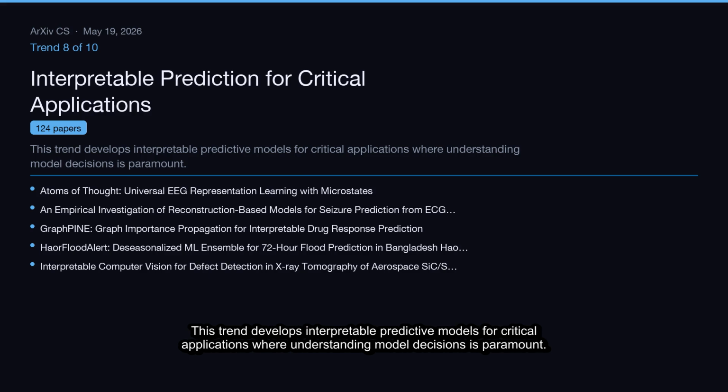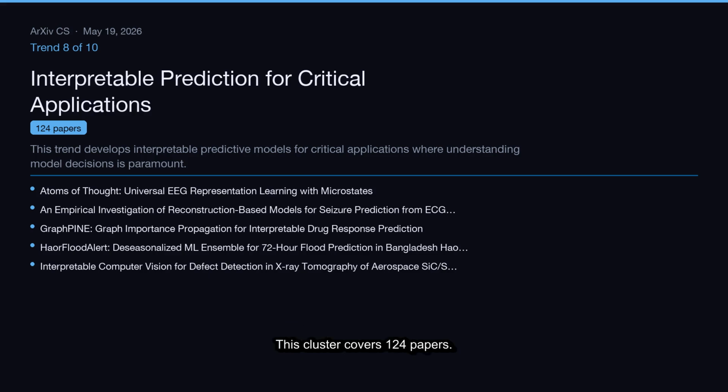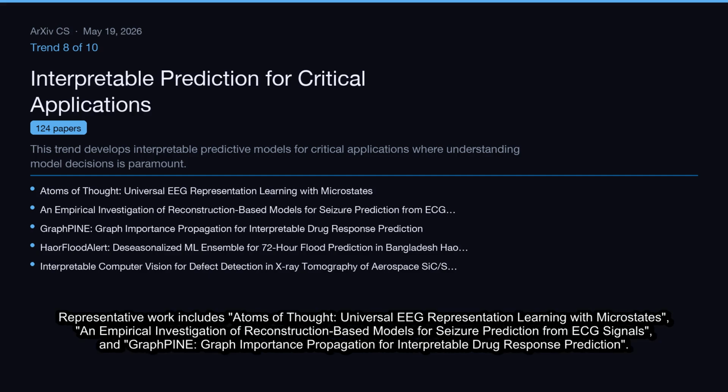Trend 8 of 10, Interpretable Prediction for Critical Applications. This trend develops interpretable predictive models for critical applications where understanding model decisions is paramount. This cluster covers 124 papers. Representative work includes Atoms of Thought, Universal EEG Representation Learning with Microstates, an empirical investigation of reconstruction-based models for seizure prediction from ECG signals, and GraphPine, Graph Importance Propagation for Interpretable Drug Response Prediction.